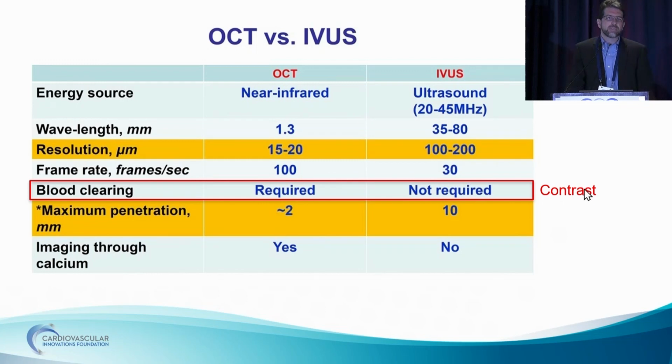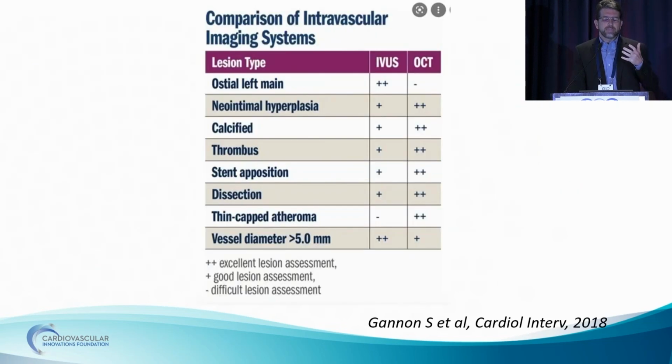But the downside of the OCT is that you need contrast injection. So to get good imaging for OCT, you need a continuous injection of contrast. So if the patient has a kidney disease or has some issues, you have to think if you really can do this constant injection. You usually need at least 14 cc's of contrast to get adequate imaging with OCT.